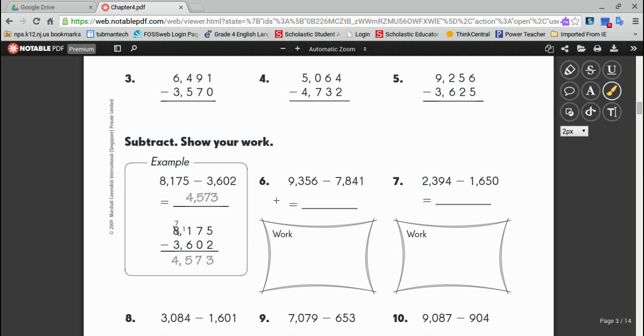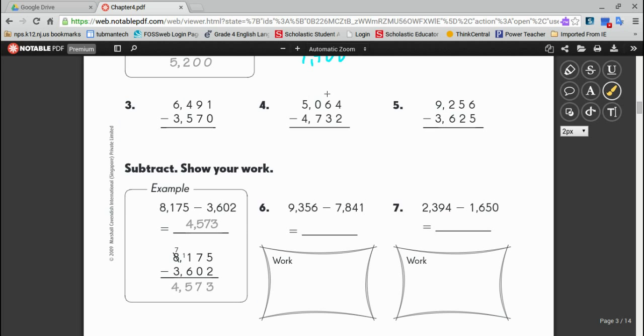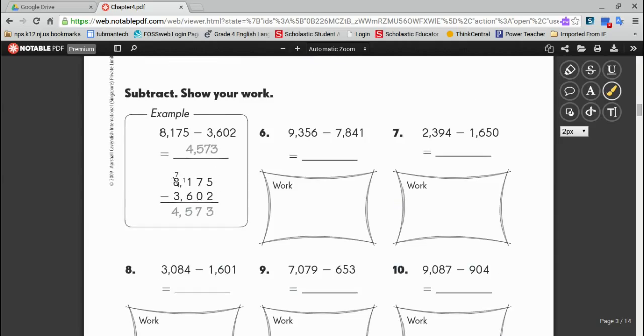And the only difference is here we have to line up the numbers. And up there they already lined up for us. So here we have to write these numbers up and down. So let's do one problem together. 9,356 minus 7,841. So again, I want to write these numbers up and down. 9,356. And again, when I line them up and down, I have to make sure I line it up as neatly as I can, so it's easy for me to subtract.